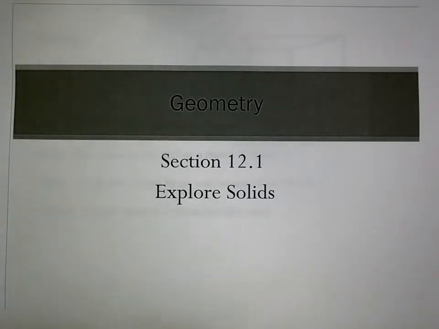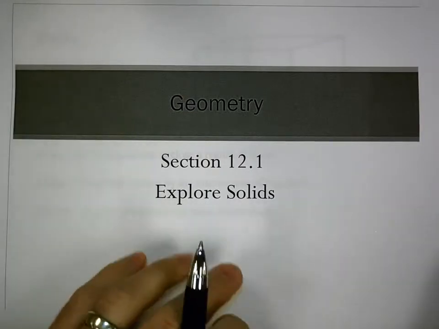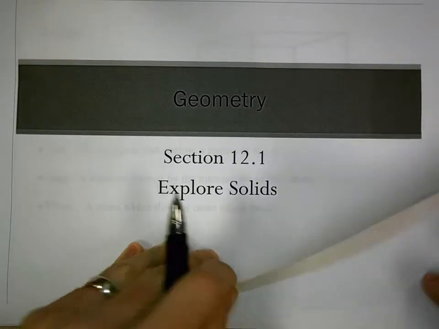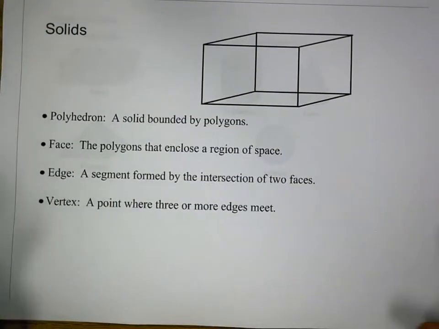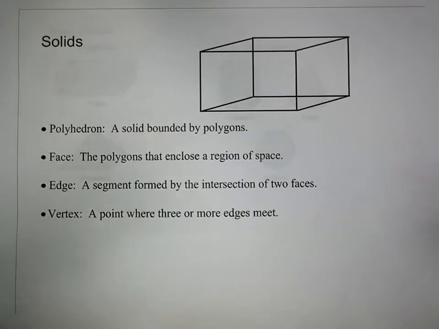Section 12.1 is the introduction to geometric solids. The rest of the chapter is going to look at surface area and volume of these geometric solids, but this will at least provide us the introduction to these types of objects we'll be looking at. So, first off, we're going to look at our family of polyhedrons.